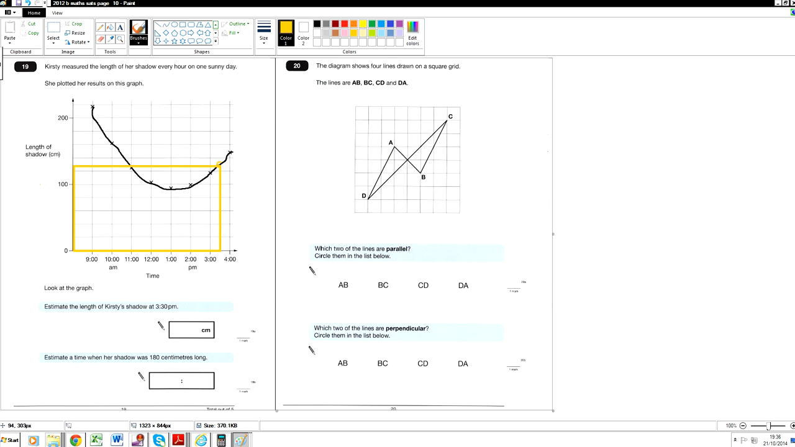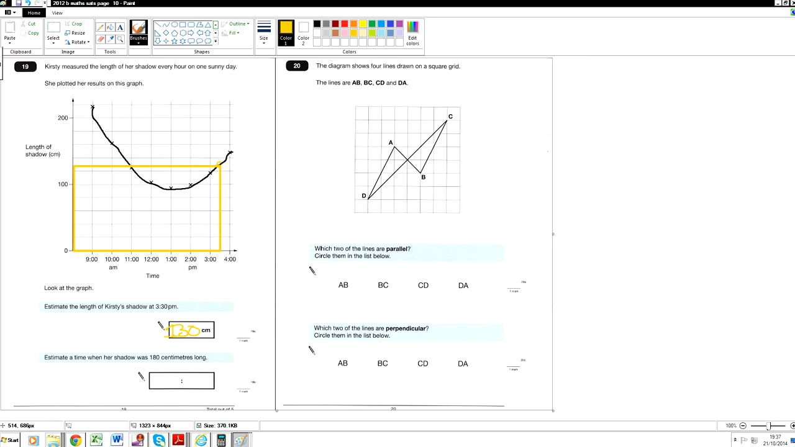So we're going to write down here 130 centimeters. But the answer you have can be anything between 125 and 140. That's fine. The mark scheme allows between 125 and 140. Any number between 125 and 140 is also correct. But I'll just give you my rough answer there, 130. Okay, next question. Estimate a time when a shadow was 180 centimeters long.